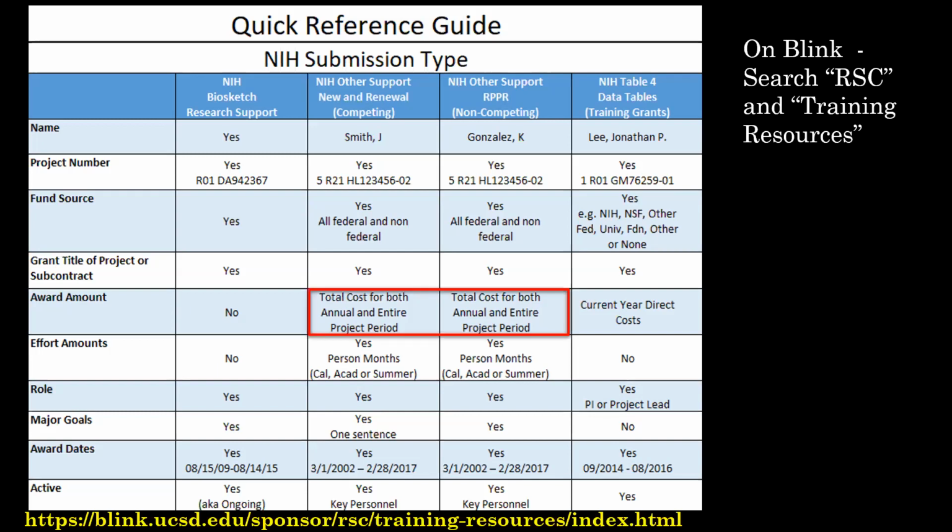And just to highlight here, these were the major changes from the other support when they released this last July. They want the total cost for both annual and the entire project period. So these things have changed a little bit. So it's good to update your records if you have an old copy of this from last year.